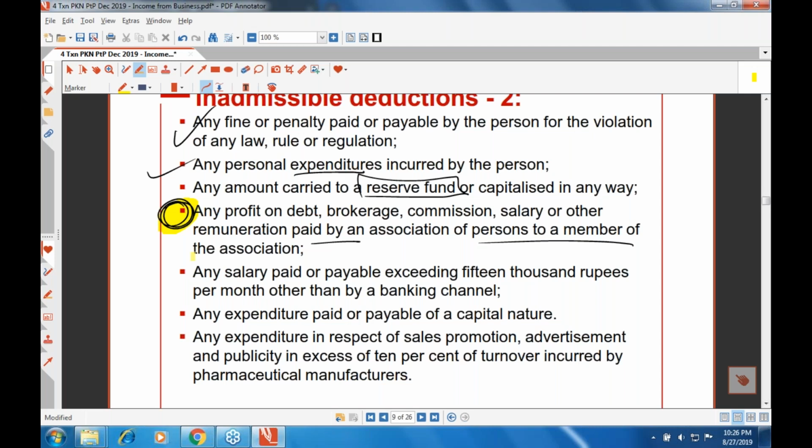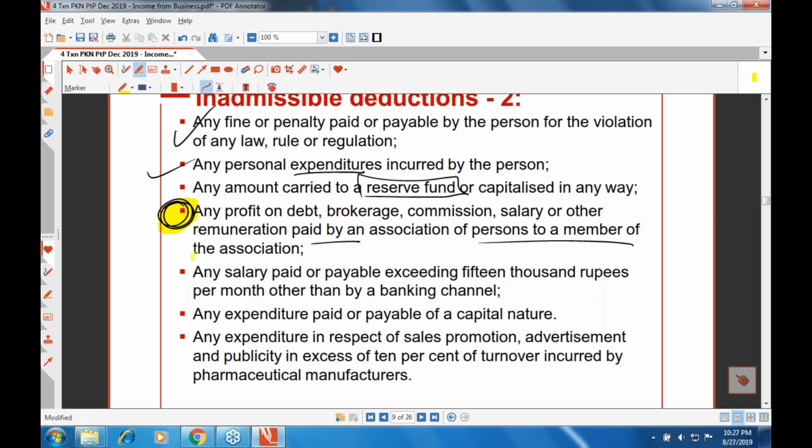So basically what happens is if an AOP, which is an association of persons, pays salary, brokerage, commissions, etc., to any member of its AOP, then such is not a deductible expense.